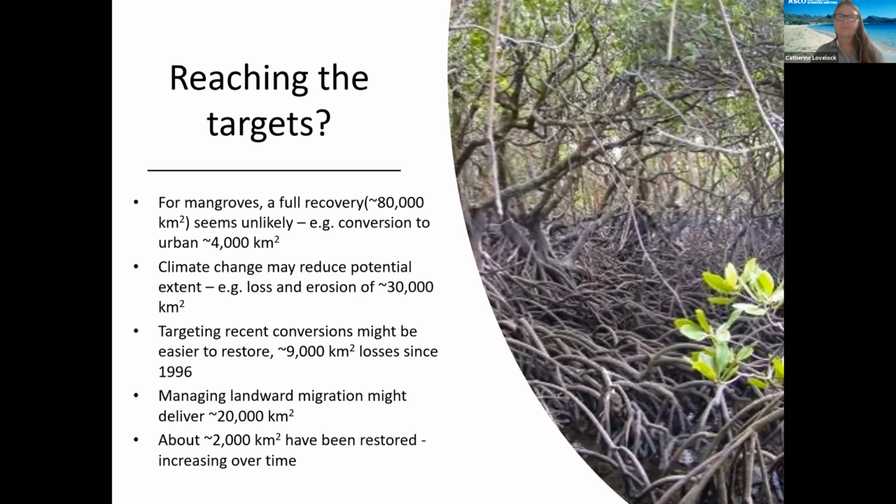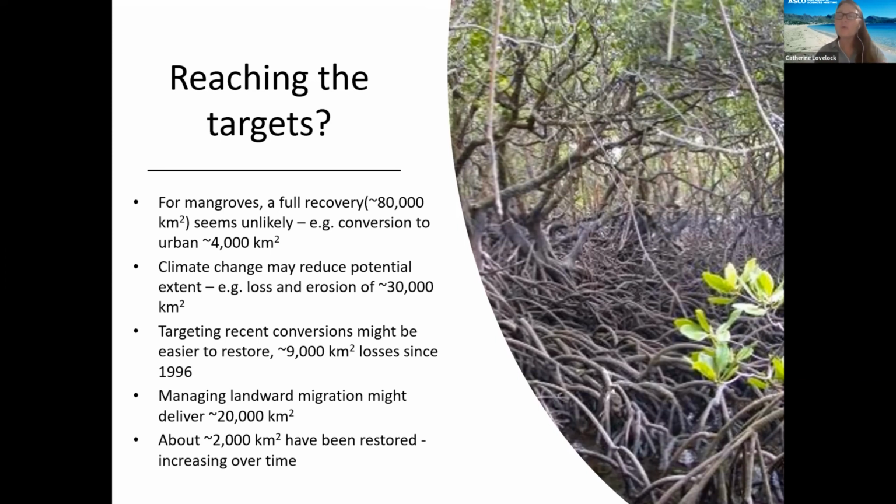The Nature Conservancy has developed a target around the areas they feel like are going to be easier to restore, which is about 9,000 kilometers squared, because they've been converted since 1996. And then the climate change sea level rise models suggest that landward migration of these ecosystems might actually contribute 22,000 kilometres squared. Now, I don't really want you to focus too much on the numbers, except that they are bigger than what has been achieved with restoration to date.